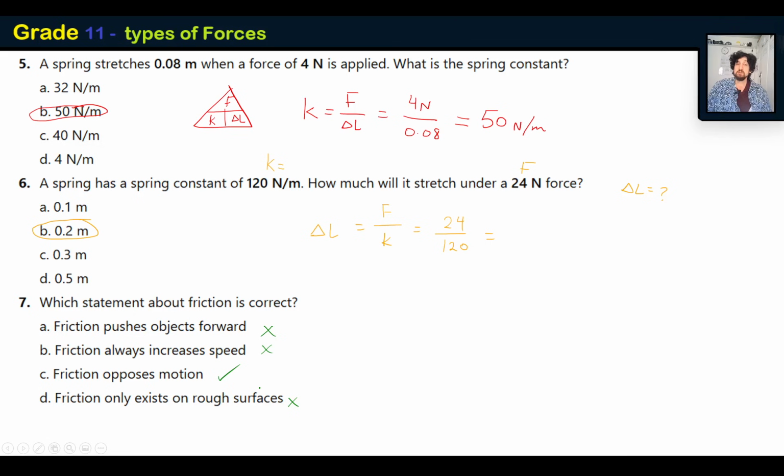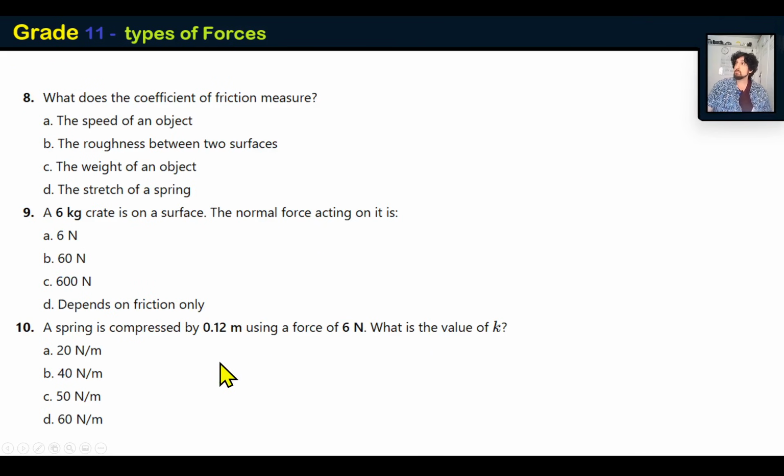Friction opposes motion, absolutely. So if you're dragging something, you're pulling it, then friction is going to try and oppose that motion and make it harder for you. And then if you try and push, guess what? It's going to again oppose you and make it harder for you. So it doesn't matter whether you're pushing something or whether you're pulling something, friction is going to make it harder. So it does oppose motion.